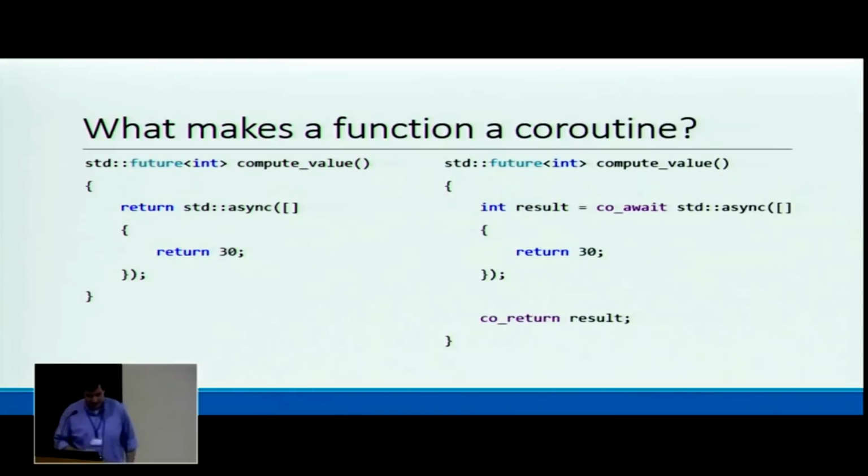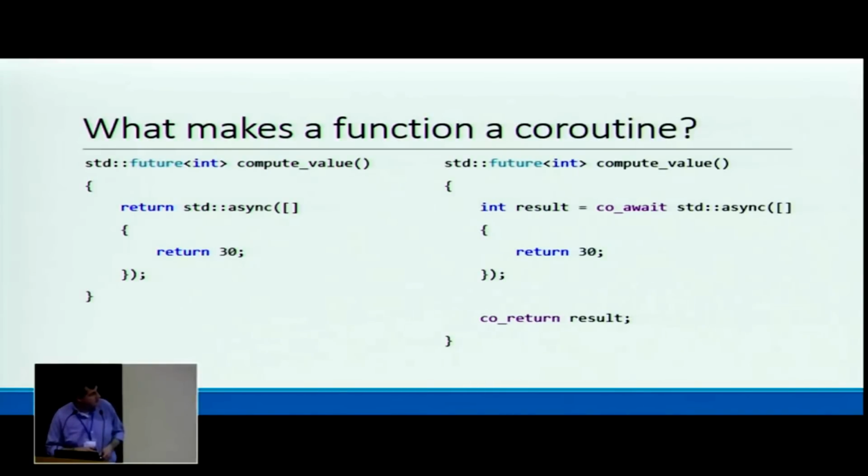So here is an example of that compute value function. You can see here on the left, we have a version, and this is just a normal function. It calls std async and returns the future that's returned from it. And then over here on the right-hand side, we have a version of the compute value function that uses co-await and co-return. So these do the exact same thing.